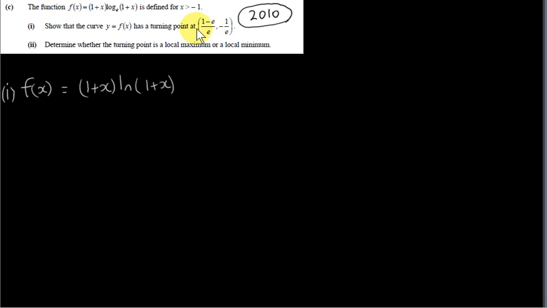Right. Now, let's get the first derivative. To find turning points, we put the first derivative equal to 0 and we solve. We have a product of functions here. u is 1 plus x, v is ln of 1 plus x. So the derivative is u multiplied by dv dx. If we differentiate this, we have to use the chain rule. When we differentiate ln of something, we put 1 over the argument. Then we multiply by the derivative of the argument. The derivative of 1 plus x is 1. So this is u dv dx. Then we have plus v times du dx.